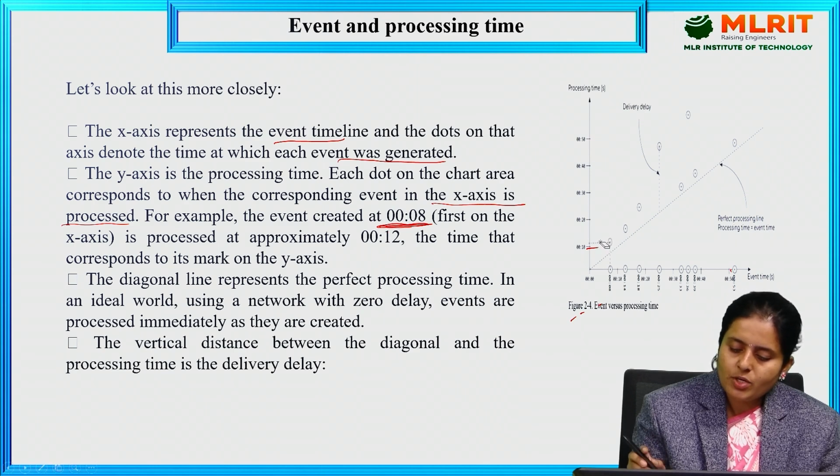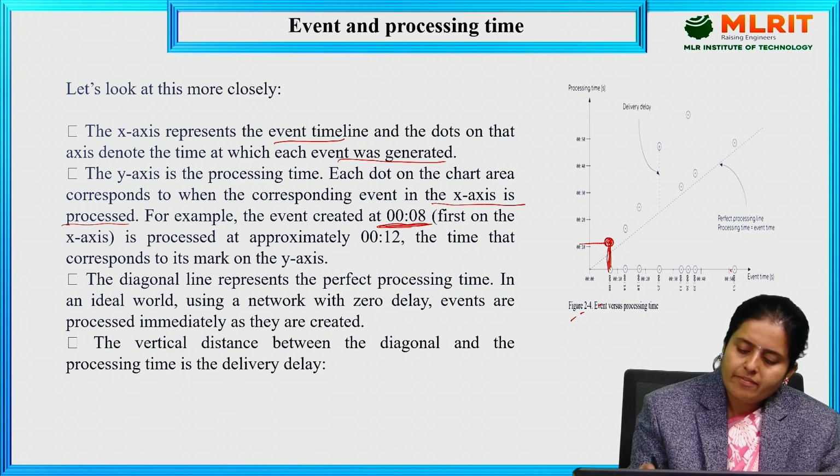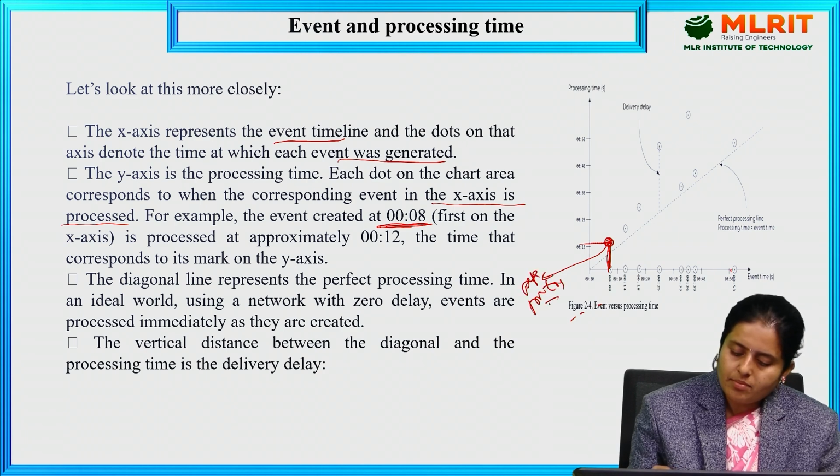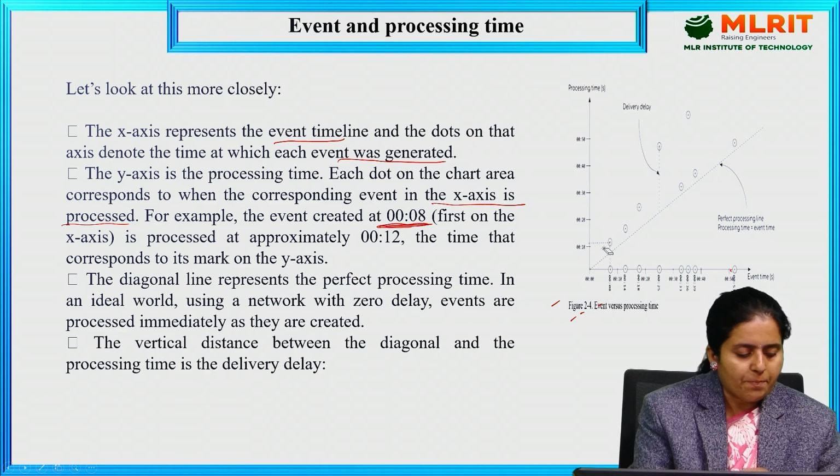With respect to x-axis and y-axis, these both intersect at this point, which is nothing but the perfect processing time. The diagonal shows perfect processing time with respect to event time and processing time. The diagonal line represents the perfect processing time.